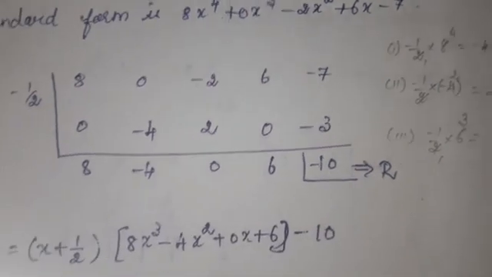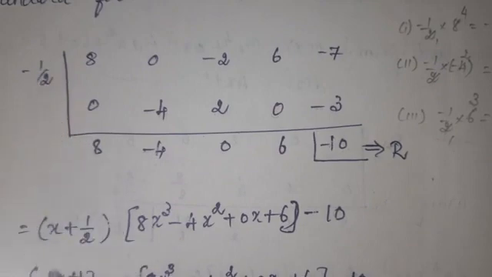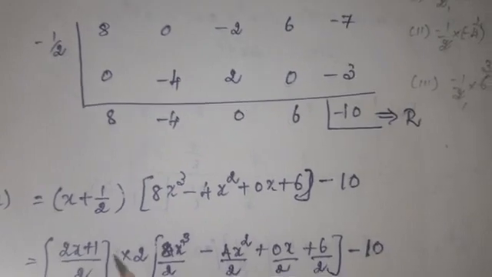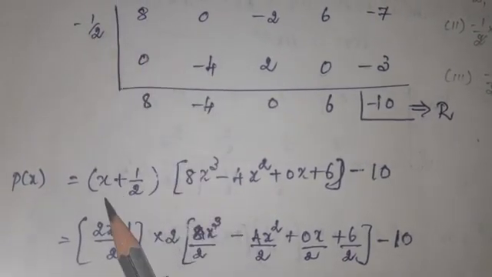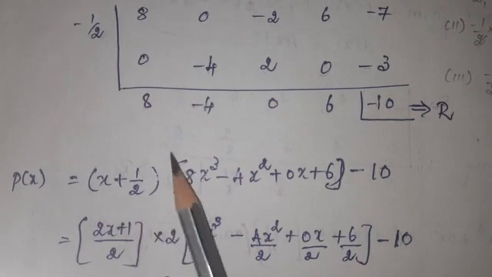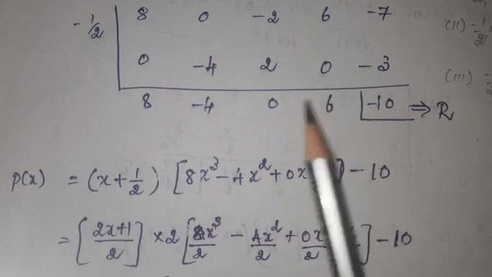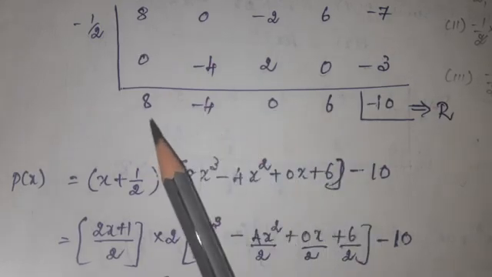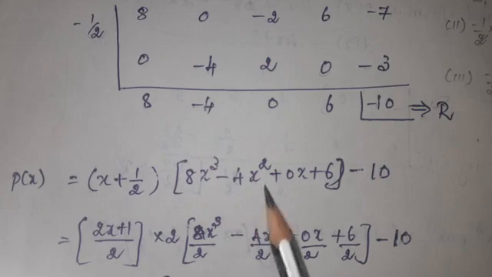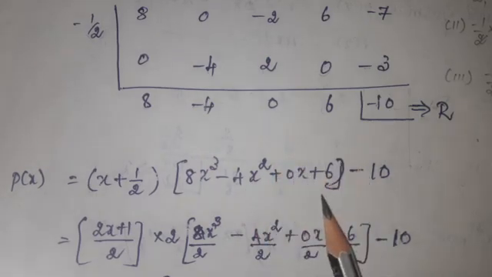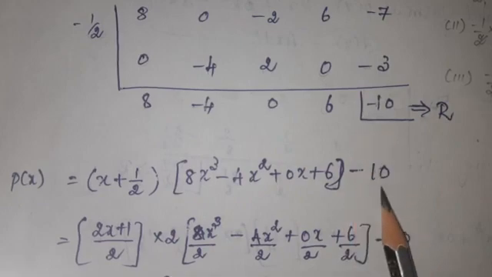Then how should we write this? Here it is fraction form. The divisor comes in fraction format. Always write like this. So p of x is equal to, this is minus 1 by 2, so we can write that as x plus 1 by 2 into, so the remaining here is the quotient, no? So how should we write? This is constant, x term, square term, cube term. So 8x cube minus 4x square plus 0x plus 6. The remainder is minus, so you should write here minus 10.